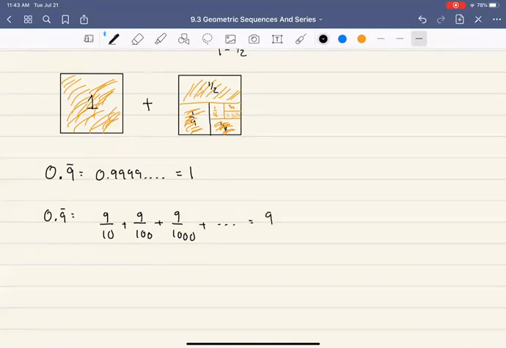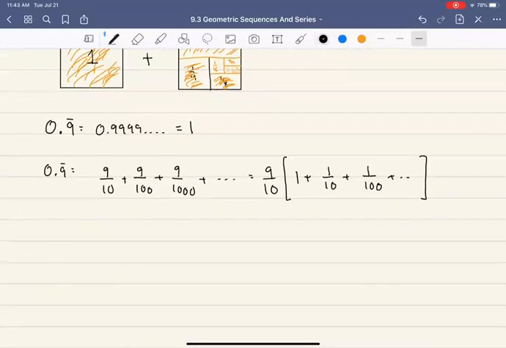Factor out a 9. Actually, let's factor out 9/10. We factor out 9/10, what are we going to get? 1 plus 1/10 plus 1/100, and so on and so forth. So this is 9/10 times 1 plus 1/10 plus 1/10 squared, so on and so forth.